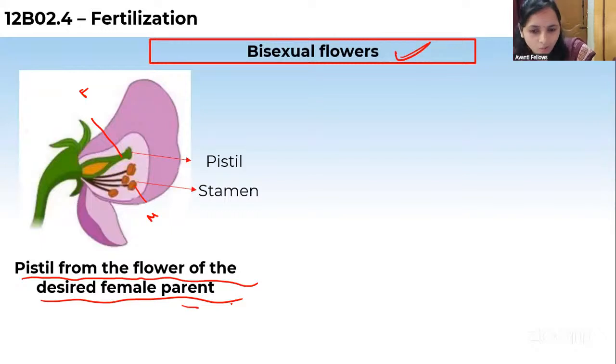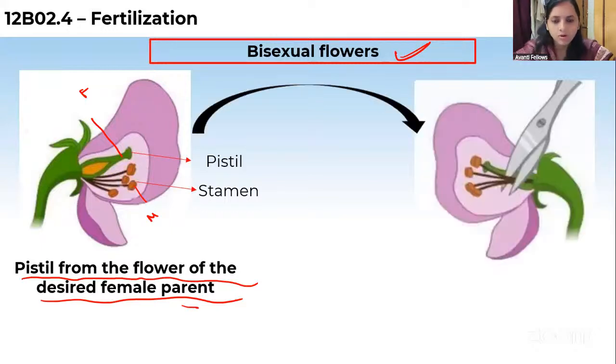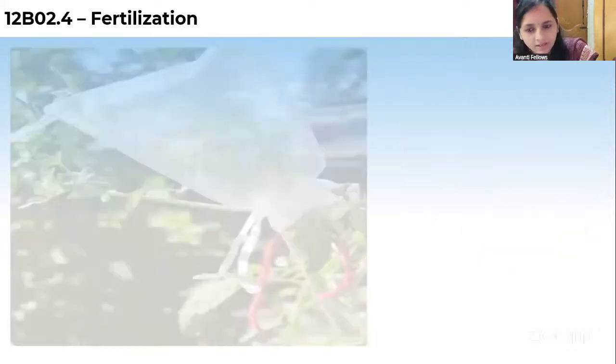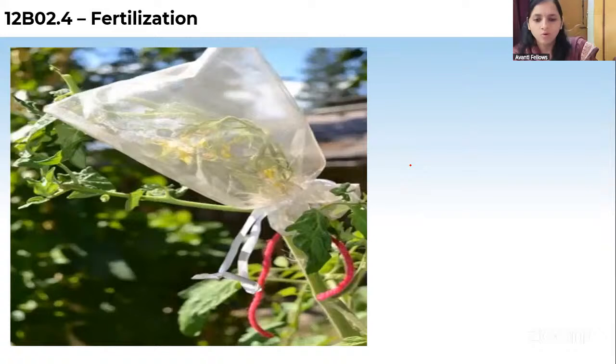Now, that female parent also has the male stamen, right? We are going to cut that out and remove it using the scissors. We remove the stamen. This is the emasculation of the stamen. We removed it, right? Now what will happen?